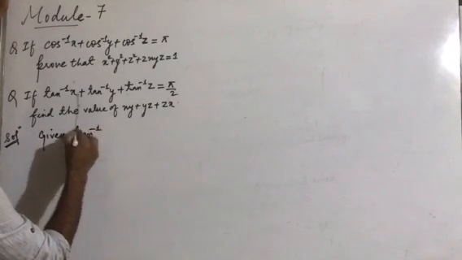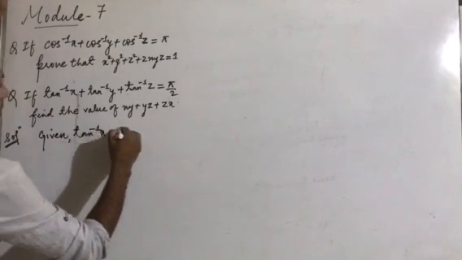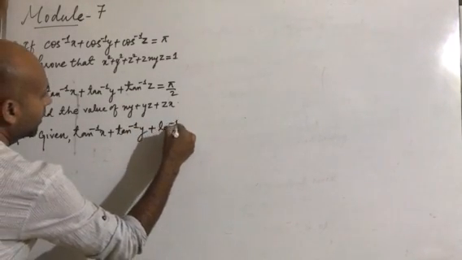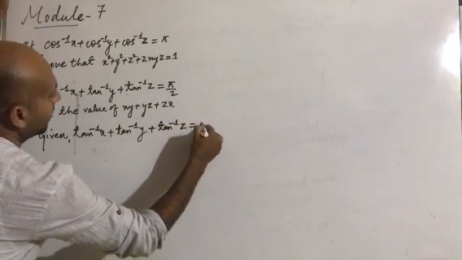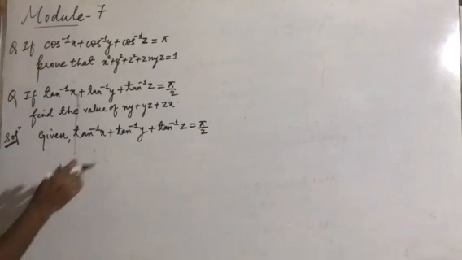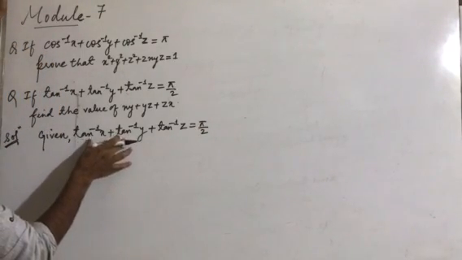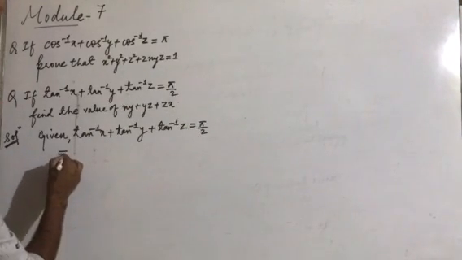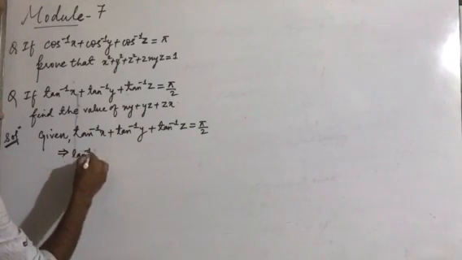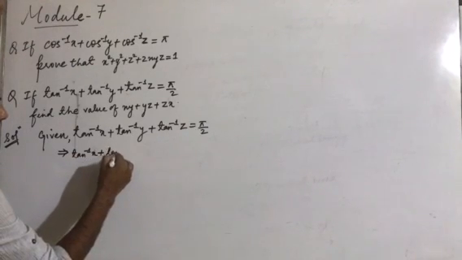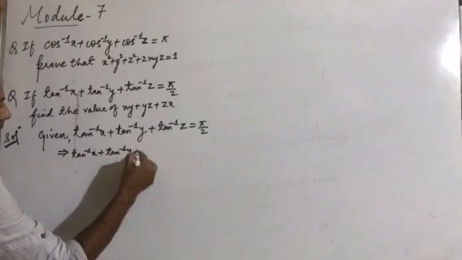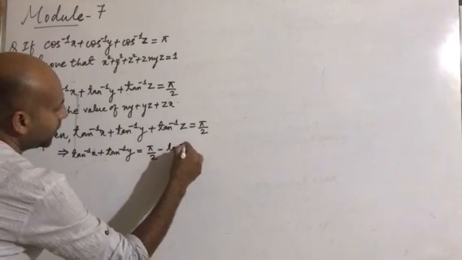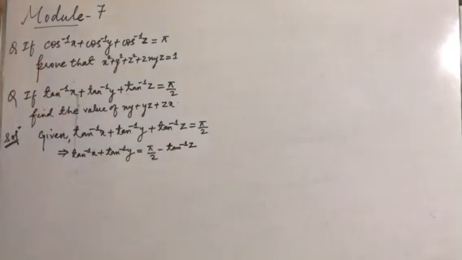tan inverse of x plus tan inverse of y plus tan inverse of z equals pi by 2. So here what I am going to do is keep these two functions on the left hand side and take this function to the right hand side. So this implies that I can write tan inverse of x plus tan inverse of y is equal to pi by 2 minus tan inverse of z. Am I clear, all of you?